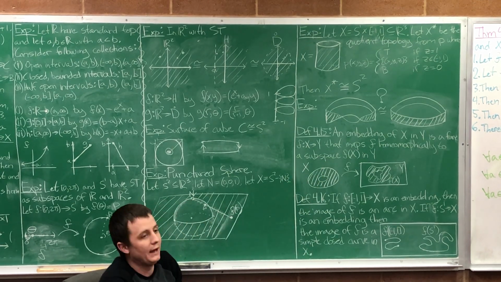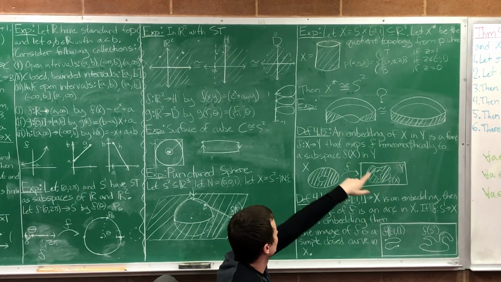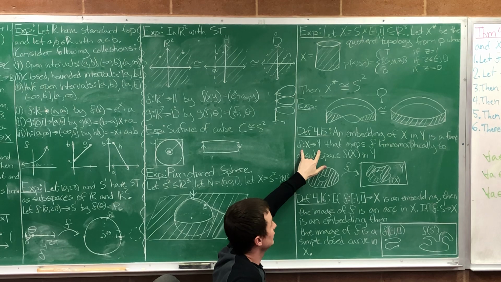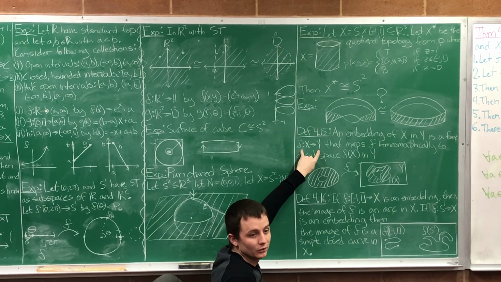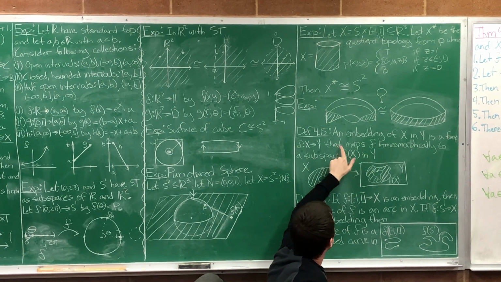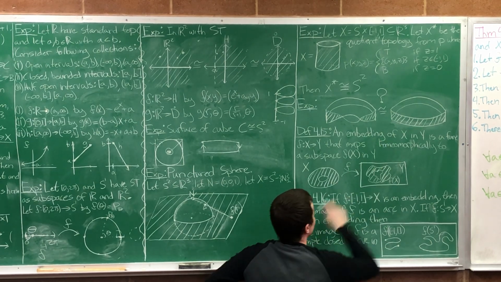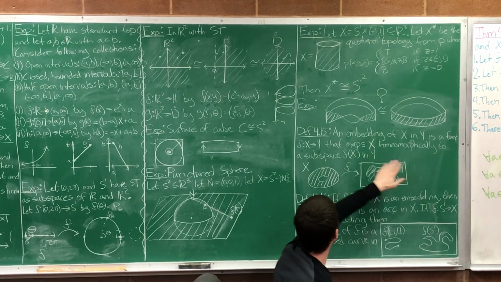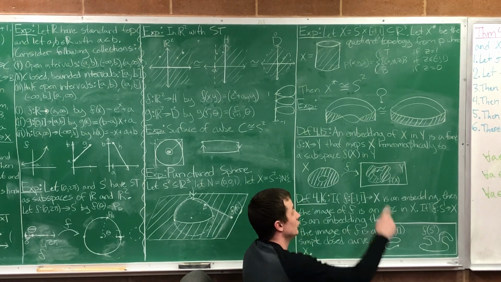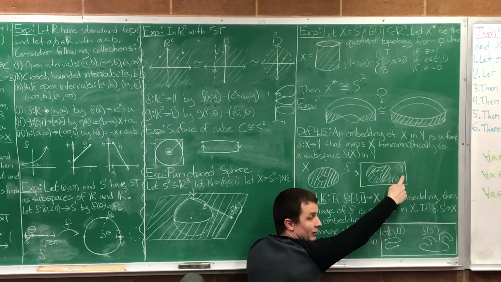Next, down here, an embedding of a topological space. We have X and Y topological spaces, and f is a function from X to Y. Notice we did not say this is a homeomorphic function. We did not say this is a bijection. It's just a function from X to Y, but it maps X homeomorphically to a subspace f of X in Y. So the function f maps X homeomorphically to f of X, which is a subspace of Y.